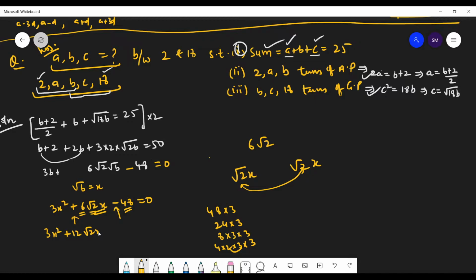Okay. Have you found the roots? So 3x is common and x plus 4 root 2. Then minus, students, we can also take 3 common. We have forgotten here. Why don't we take 3 common here? It will be little bit simpler. It doesn't matter if we have not taken, still we have solved this much. So let's solve it this way.